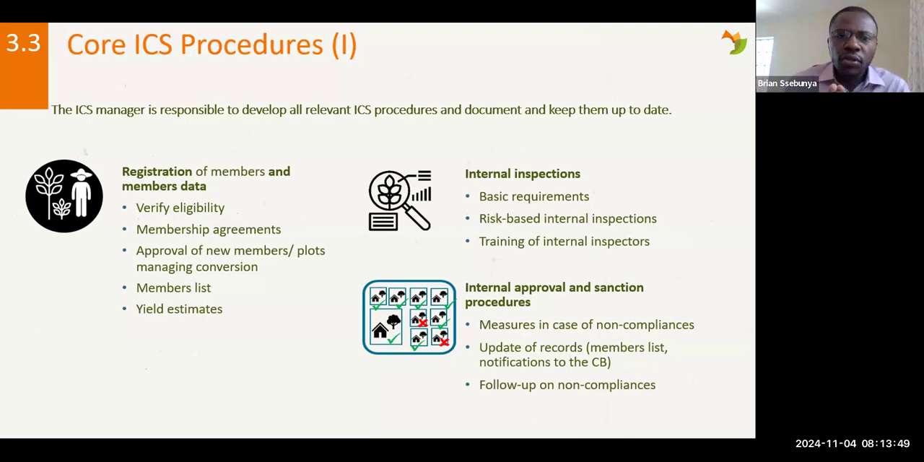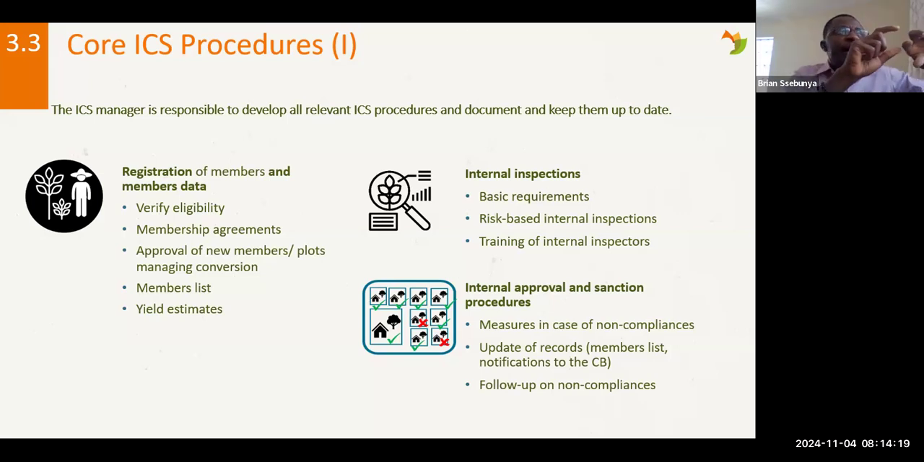For example, registration of members: there has to be a procedure around that. How do you identify the new members? How do you verify them? What do they have to do? They have to sign, remember, we talked about signing membership agreements. They have to be approved. They have to be included in the members list. And there is an element of yield assessment, which we've not even talked about, but there should be another procedure for yield assessment.